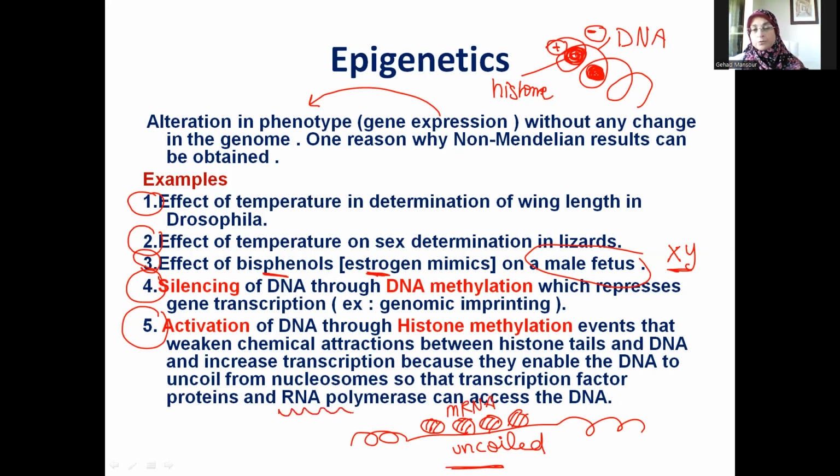The best or the most important example for transcription of DNA into messenger RNA is RNA polymerase. So if I ever ask you, why does histone methylation activate DNA? Because it weakens the force of attraction between DNA and histones, resulting in uncoiling or unwrapping of the DNA. So there is exposure of the nitrogenous bases, and the enzymes of transcription like RNA polymerase will be able to bind with DNA and start transcription of DNA into messenger RNA.